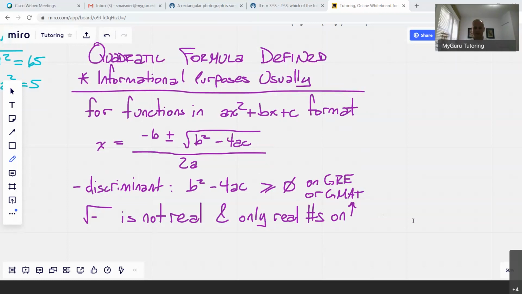We have reached the end of our quadratics overview here this morning.